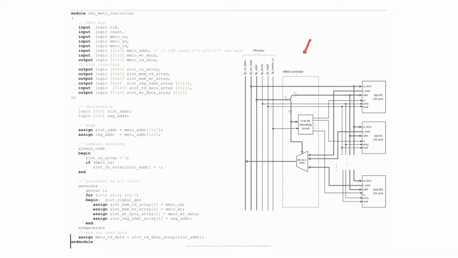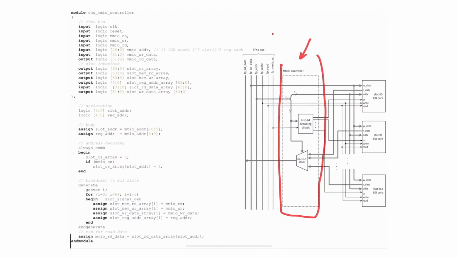Taking a look at this figure shows us that the MMIO controller again sits in the middle between the bus and the different I/O cores. What it does is contain a decoder and a multiplexer, and the rest of it is just basically routing wires and broadcasting these wires everywhere. So let's take a look at this code, and in this code we have a couple of input and output categories.